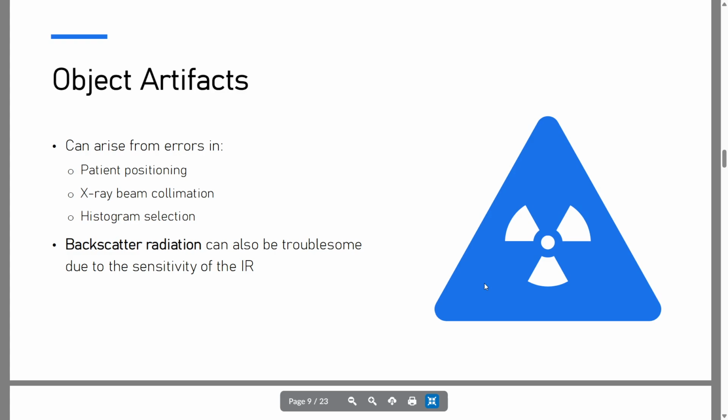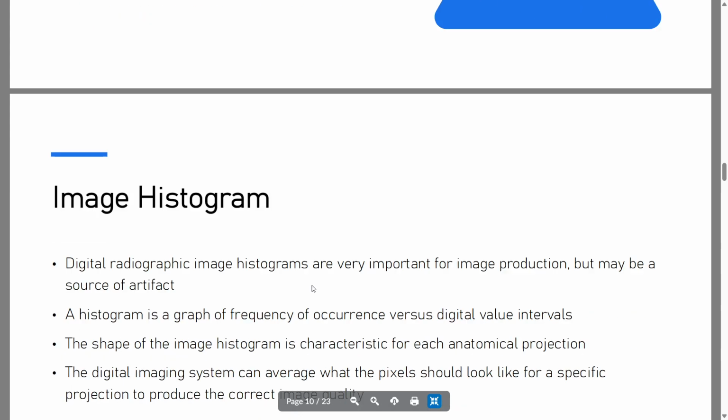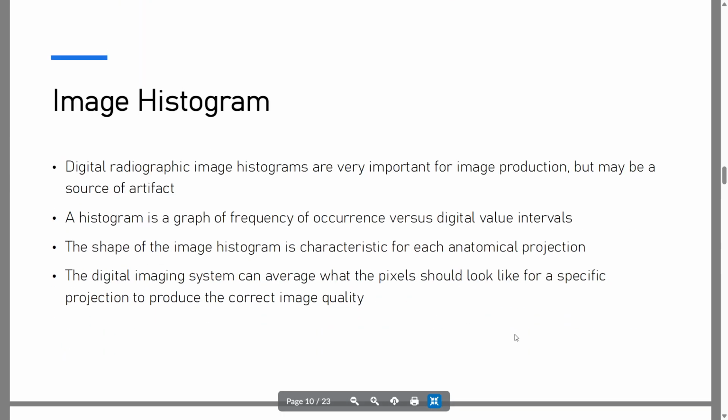Object artifacts, you can get those from patient positioning, X-ray beam collimation, or histogram selection. Backscatter can also cause some issues depending on the sensitivity of the IR, like we talked about previously. An image histogram, if you've ever seen a histogram in math, it's just a graph of frequency versus the digital value intervals of whatever you're taking data from.